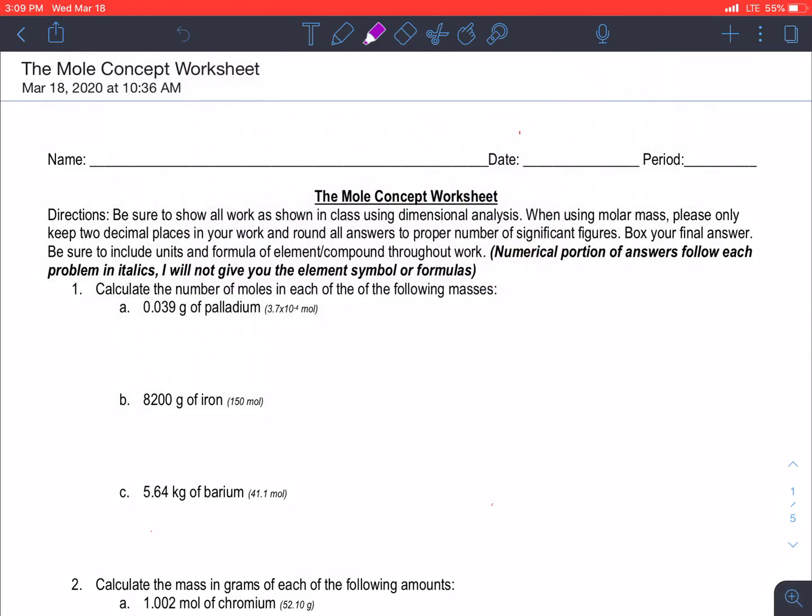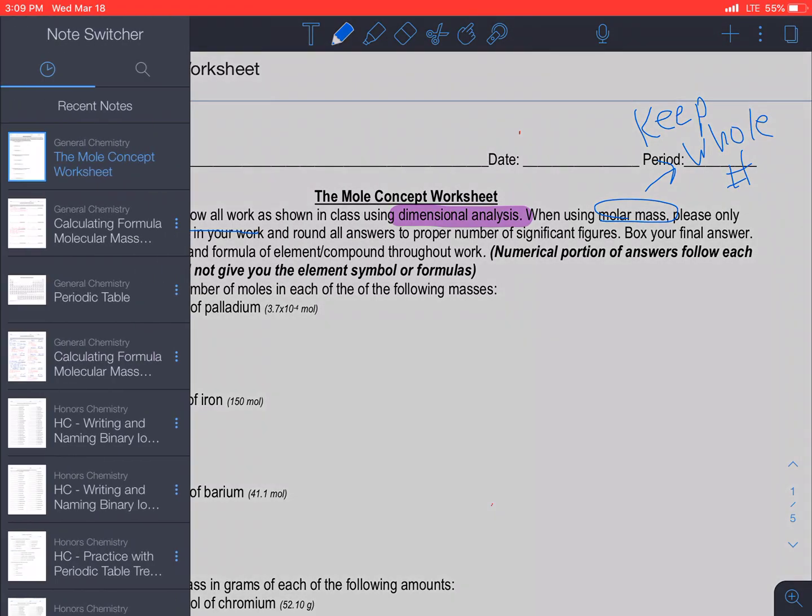So be sure to show all work as shown in class. As this video is going on, we are going to use dimensional analysis. That's key here. When using molar mass, please only keep 2 decimal places. I am going to scratch that out because in molar mass, you're going to keep the whole number. And that's referencing our periodic table.